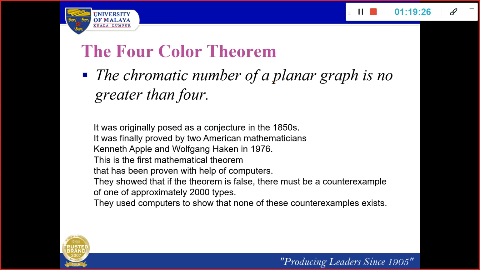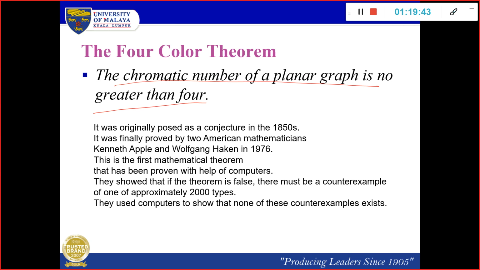So the chromatic number of a planar graph is no greater than 4. Google Chrome is 4 colors. Is that correct? Google Chrome. Yes, Google Chrome, yes, 4 colors, yeah.